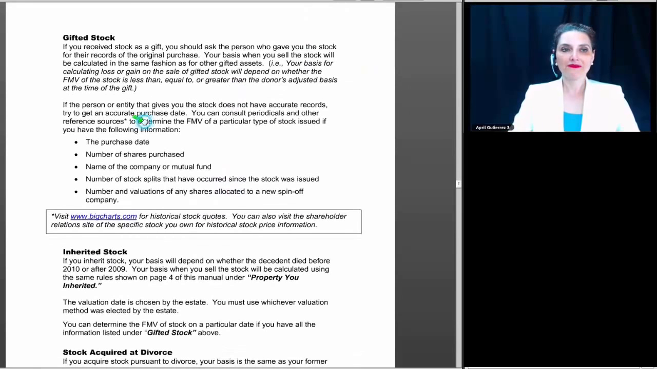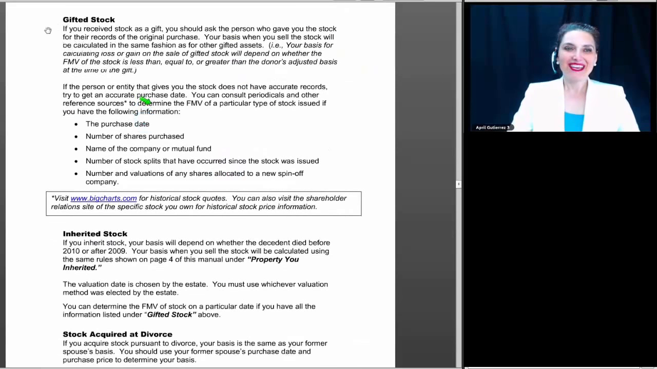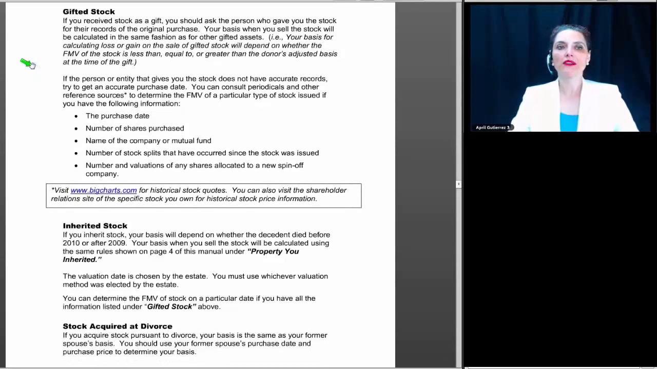Gifted stock. This is a good one. If you received stock as a gift, you should ask the person who gave you the stock for the records of the original purchase. Your basis when you sell the stock will be calculated in the same fashion as for other gifted assets. That is, your basis for calculating loss or gain on the sale of gifted stock will depend on whether the fair market value of the stock is less than, equal to, or greater than the donor's adjusted basis at the time of the gift.